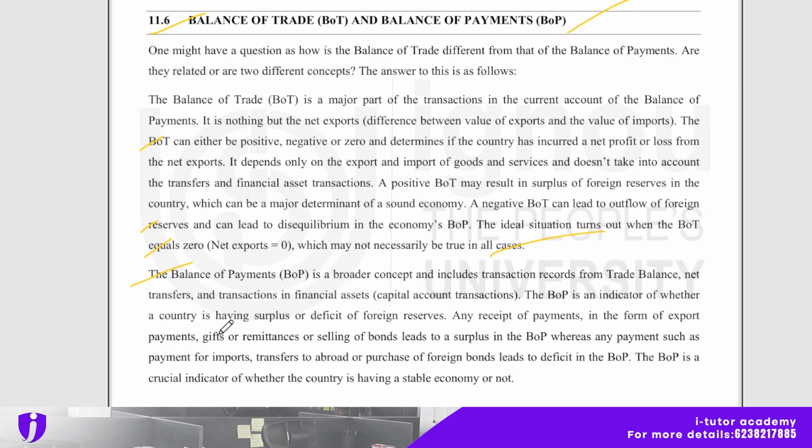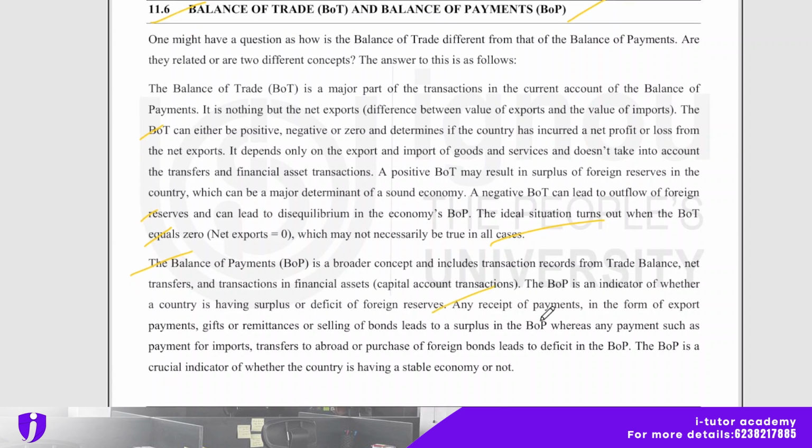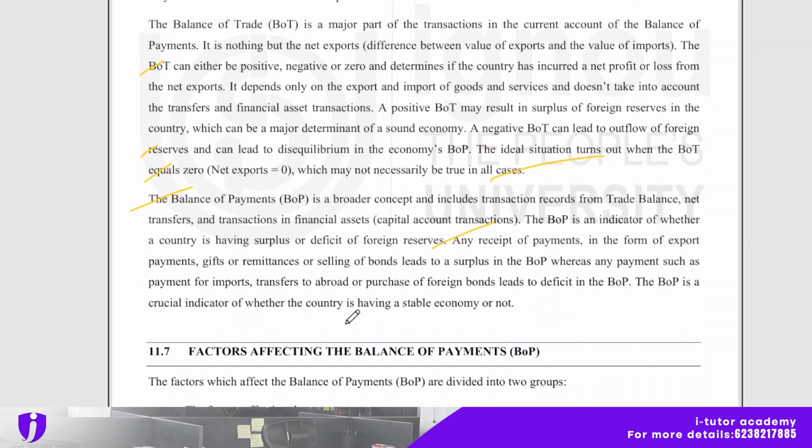And balance of payment, BOP, is a broader concept and includes transaction records from the trade balance, net transfers and transactions in financial assets, that is capital account transactions. The BOP is an indicator of whether a country is having a surplus or deficit of foreign reserves. Any receipt of payments in the form of export payment, gift or remittance or selling of bonds leads to a surplus in the BOP, whereas any payment such as payment for imports, transfer abroad or purchase of foreign bonds leads to a deficit in the BOP. The BOP is a crucial indicator of whether the country is having a stable economy or not.